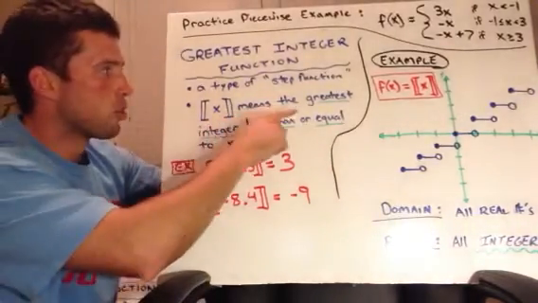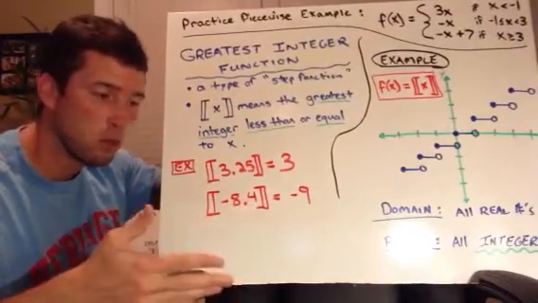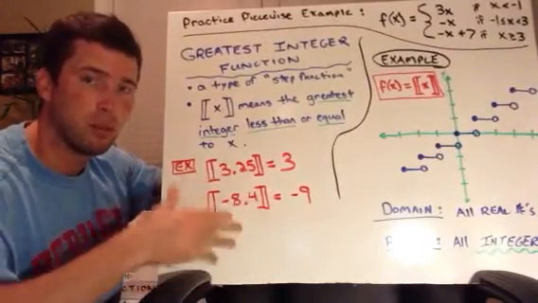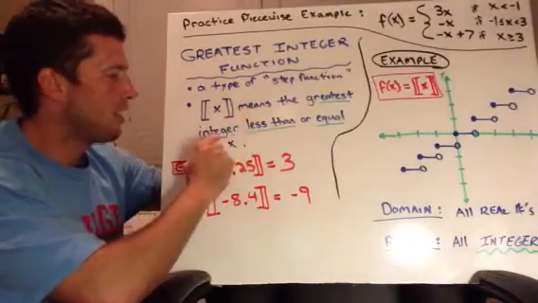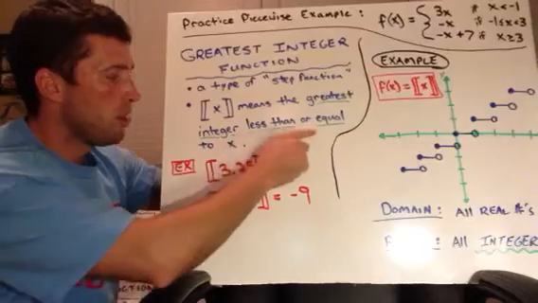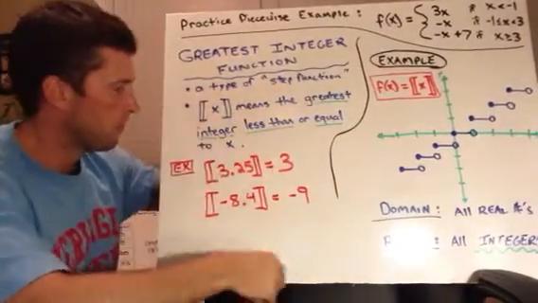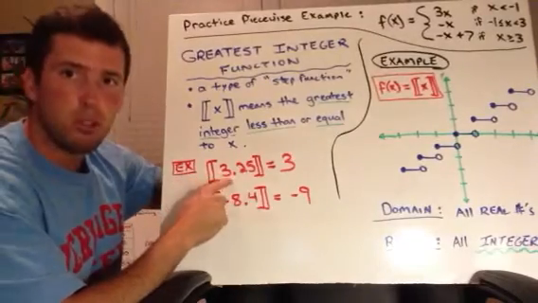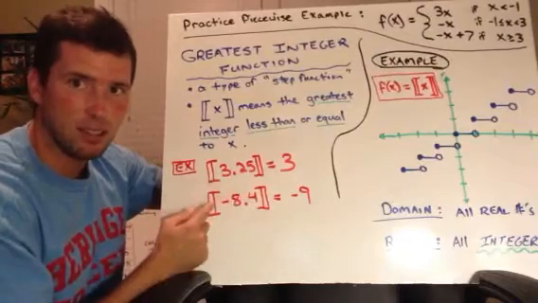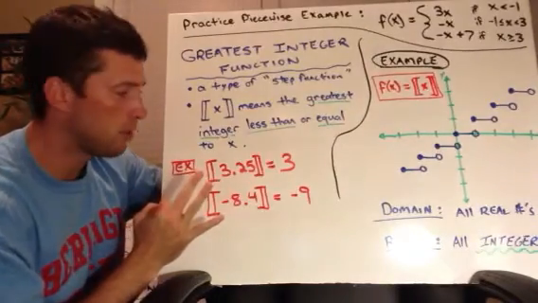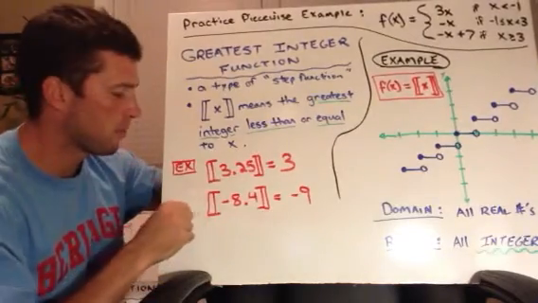It means the greatest integer, 1, 2, 3, 4, and so on, 0, negative 1, negative 2, negative 3, nothing in between, just those whole numbers and their negatives. So the greatest integer less than or equal to the value in the bars. Okay? For example, if I have 3.25, the greatest integer that's less than that would be 3. Okay? Think about that. Not 4, the greatest integer less.